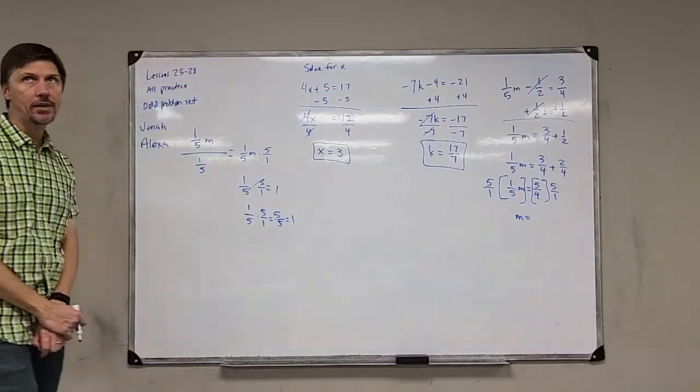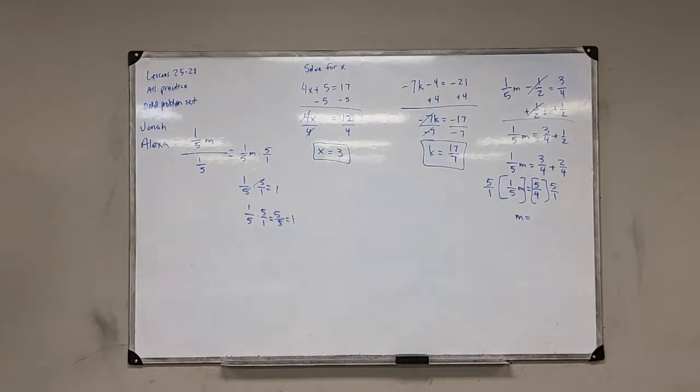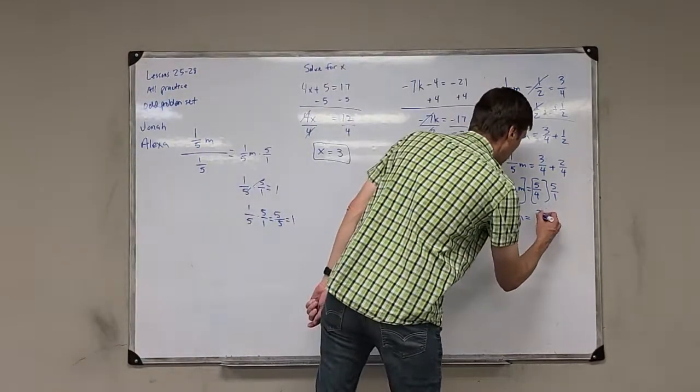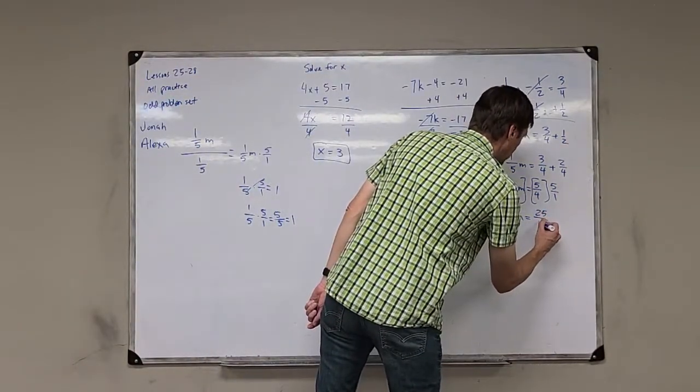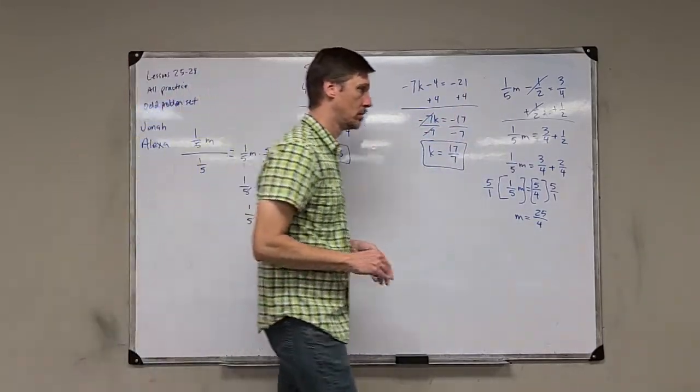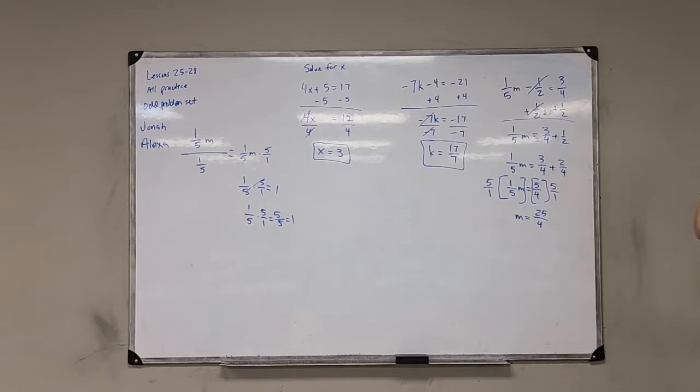Now, when we added fractions, we left the denominator alone. We found a common denominator, and then we only added or subtracted the top. But when you're multiplying fractions, you have to multiply the numerators, and you have to multiply the denominators, right? So 5 times 5 is 25, and then 4 times 1 is 4. Any questions about that?